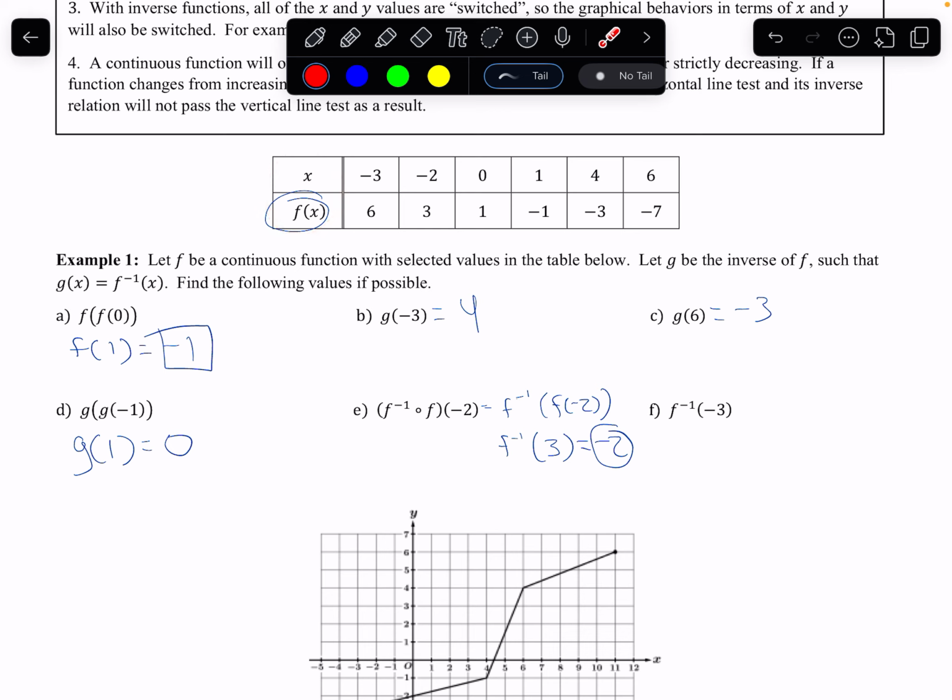If I look at f, I notice that when I put a 4 in, I get a negative 3 out. So on the inverse, if I put a negative 3 in, I must get a 4 out. And that's what I'm doing. I'm putting a negative 3 into the inverse. If I put a negative 3 into the inverse, a 4 will come out. So that is equal to 4.